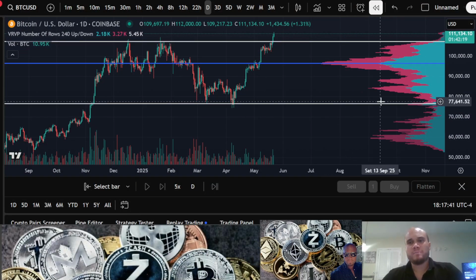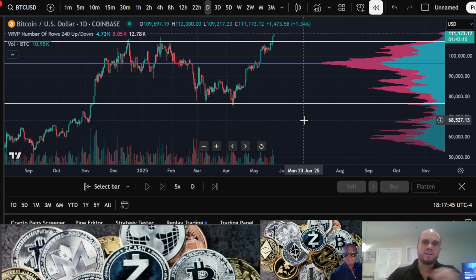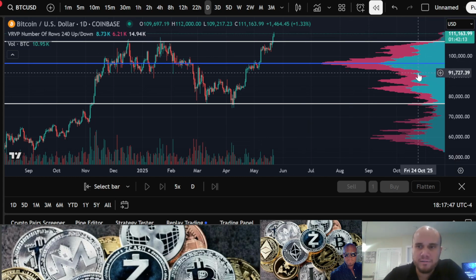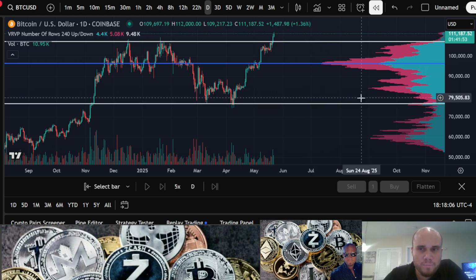So this is the volume range visual profile indicator on the right side of the screen here. You'll see the green and red bars here. Okay, you also see a white line up top and a white line below and a blue line, which would be your point of control. Okay, so the white line up top is the value area high, the white line below is the value area low, and the blue line in the middle is the point of control.